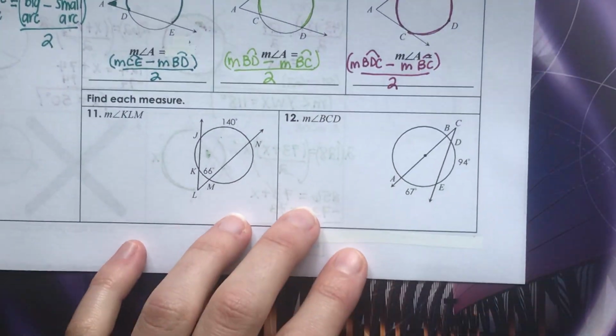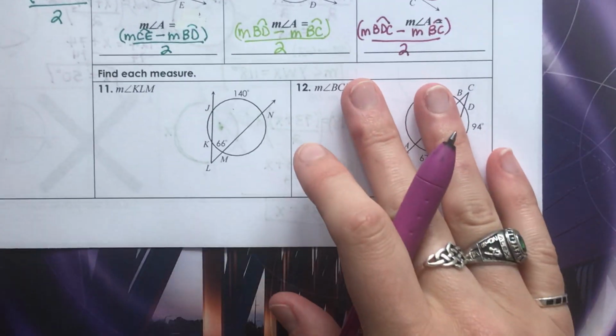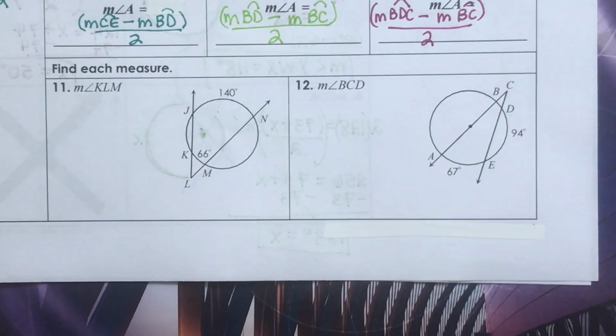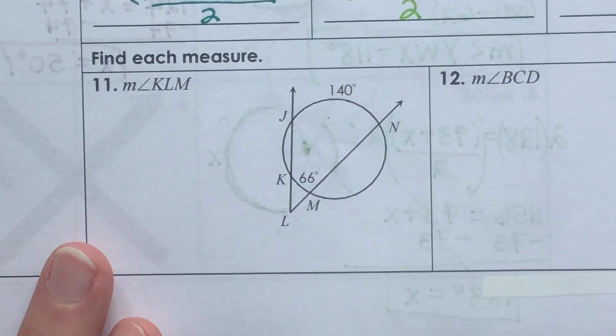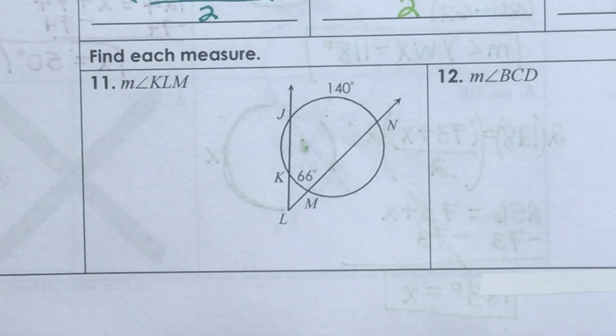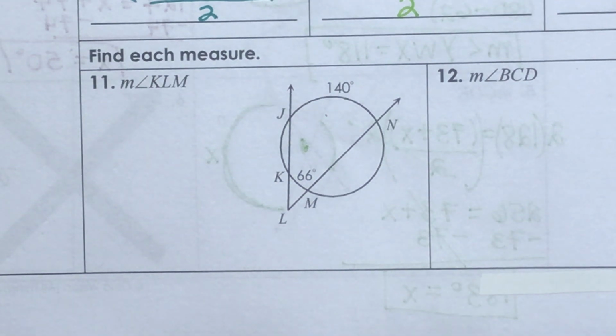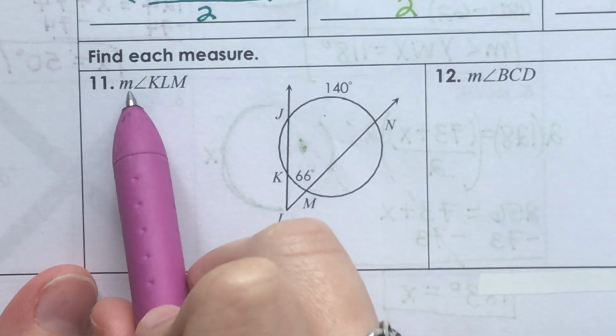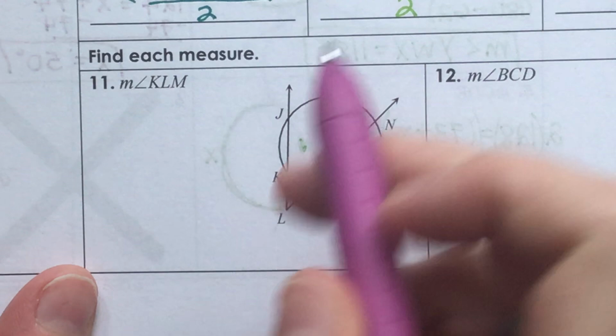So let's do some example problems here. And I'll zoom in so we can see. All right. Find each measure. So big minus small divided by 2 gives you the outside angle. So my angle is KLM.